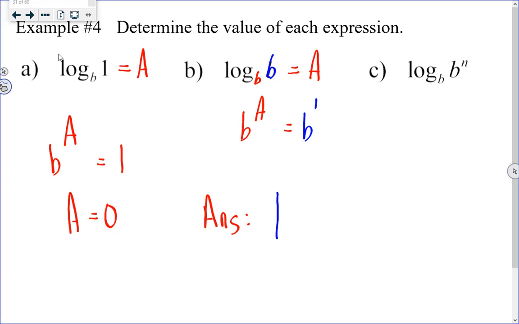Log base 8 of 8 is 1. Log base 0.5 of 0.5 is 1. I would like everybody to think, and I have to redo my notes, I really ought to have some brackets there. I would like everybody to figure out what log base b of b to the n is equal to, and type yes if you know. And please don't type the answer.